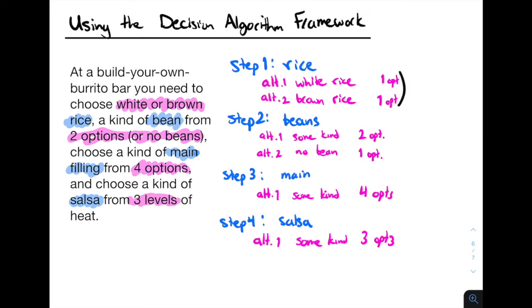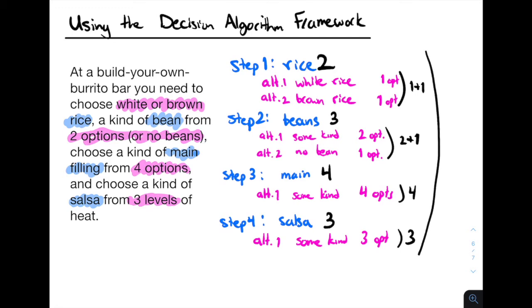Our 2 alternatives for rice gives us a total of 2 rice options. Our 2 alternatives for beans give us 3 options for beans. Our 1 alternative for main gives us 4 options for main, and our 1 alternative for salsa gives us 3 options for salsa. At this point, we can work on our outermost layer.